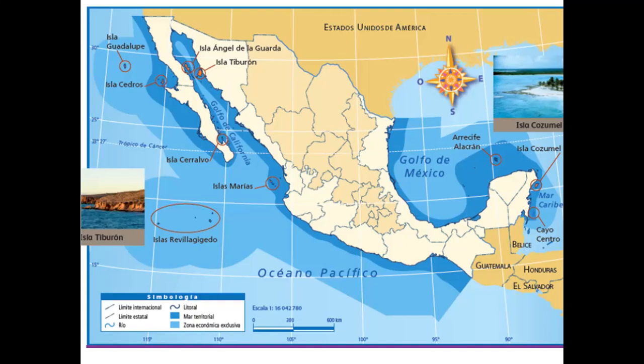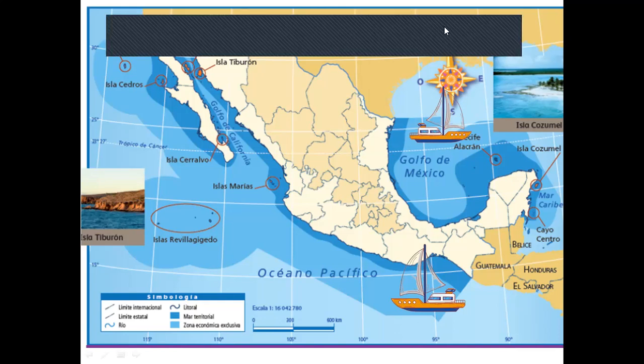This is the main reason why we have to take care of our islands, since they give us more exclusive economic territory, so ships from other countries cannot fish in these waters, but only Mexican ships. This also means that only the country that owns these waters has the right to fishing, mining, and oil exploration.